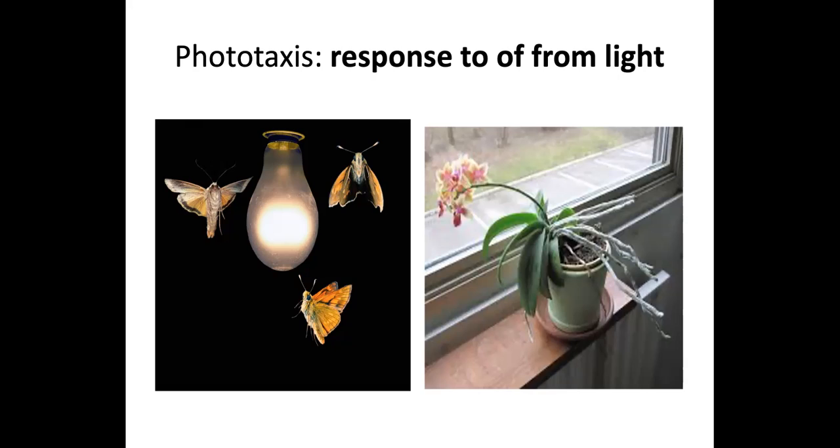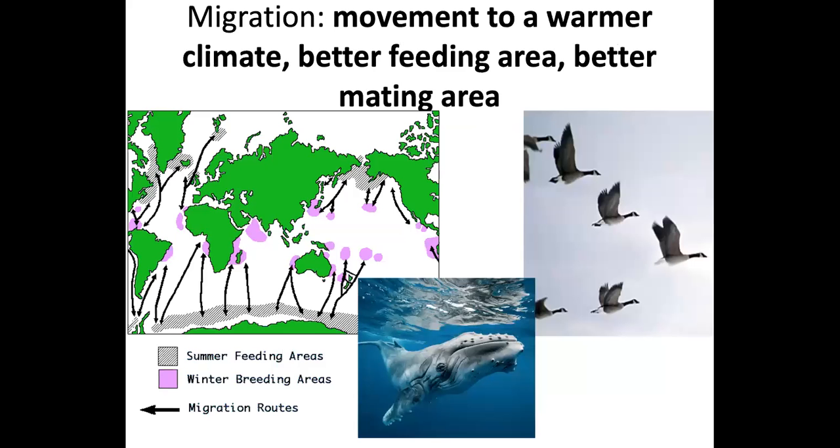We talked about moths. Where do they go? To the light. Cockroaches, away from the light, okay? Another great example is a plant. Where's that going to go? To the light, okay? So phototaxis is response to or from light.